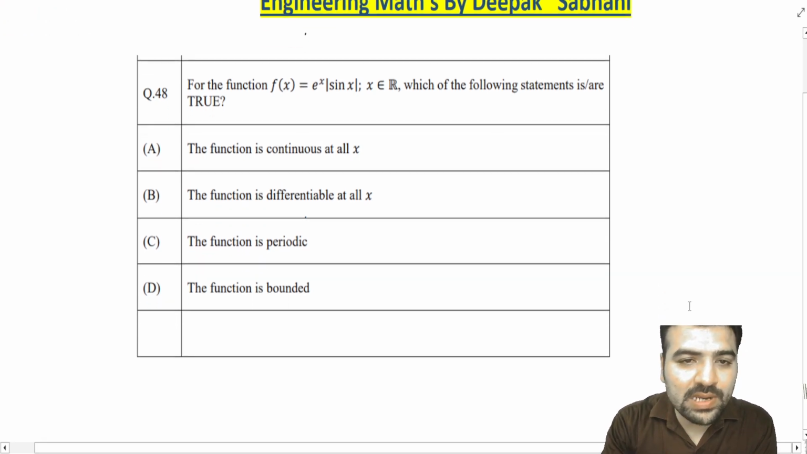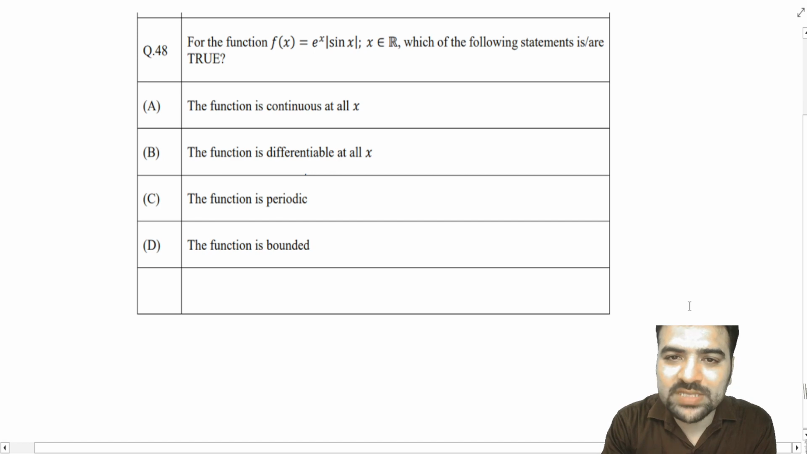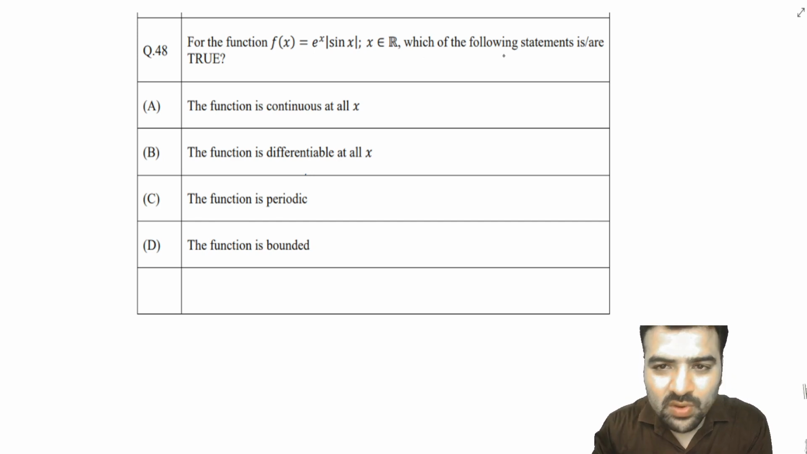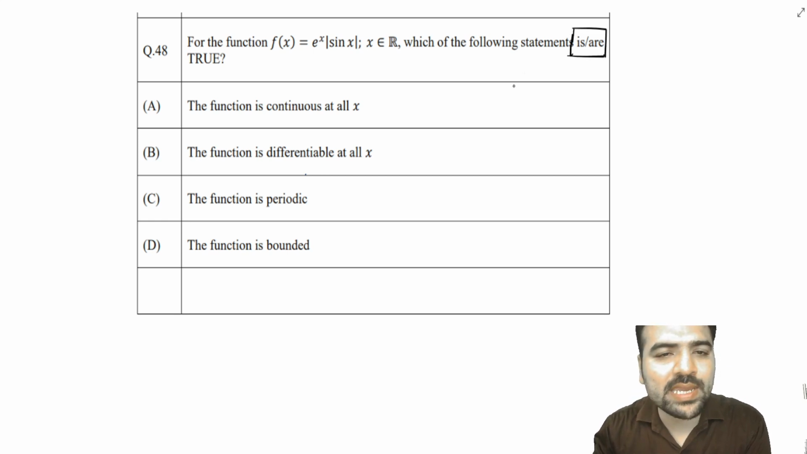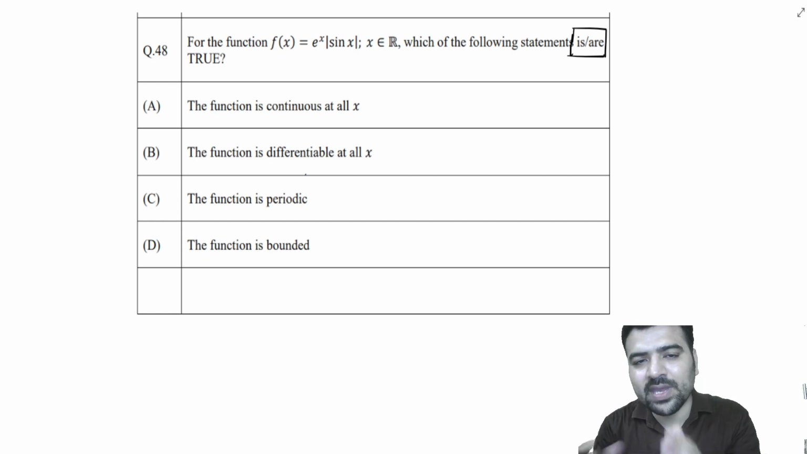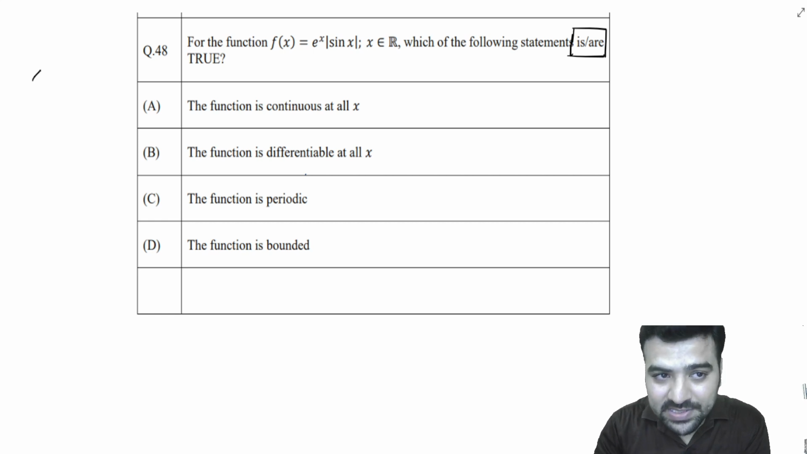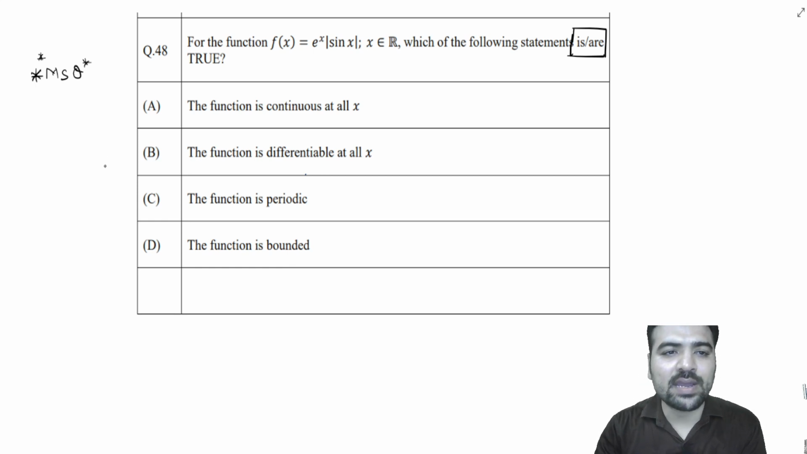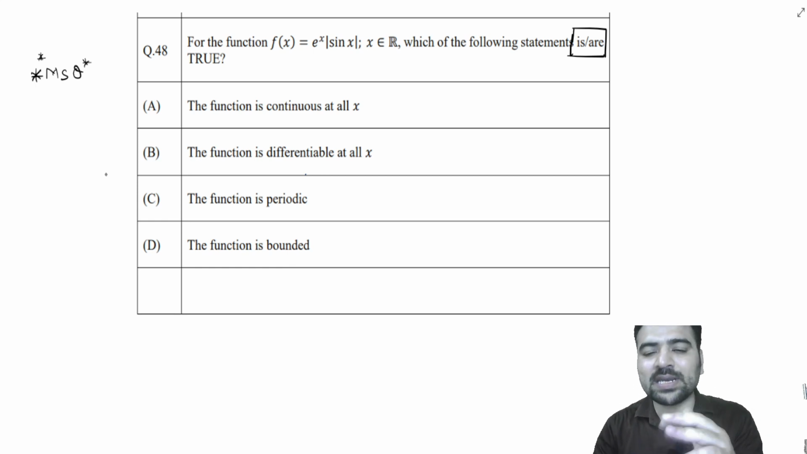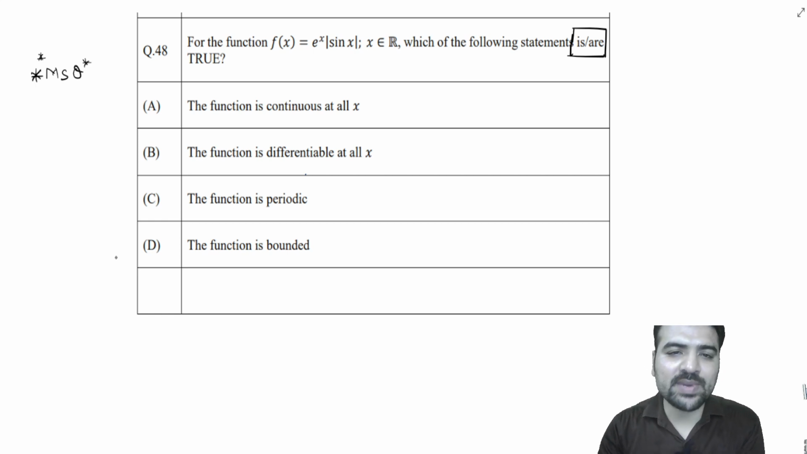So let's see, the function is e to the power x times mod sine x. This is an MSQ. Why is it MSQ? Because this is very important: if they are asking "is or are", then there may be more than one correct answer. Many of you don't know that in GATE there are MCQs where a single answer is correct, and MSQs where more than one answer can be correct.